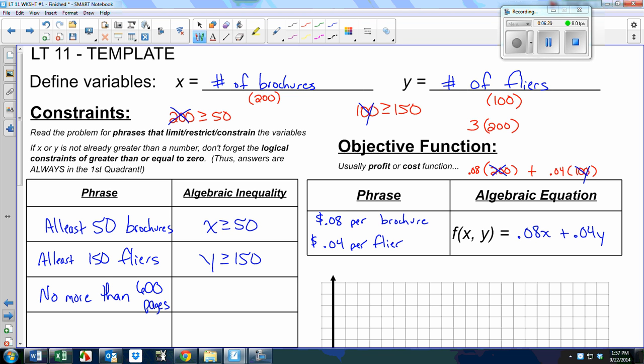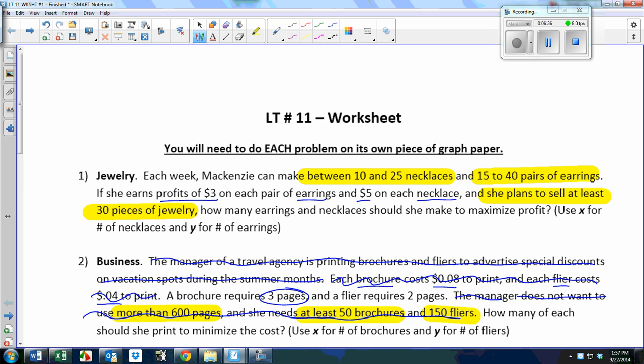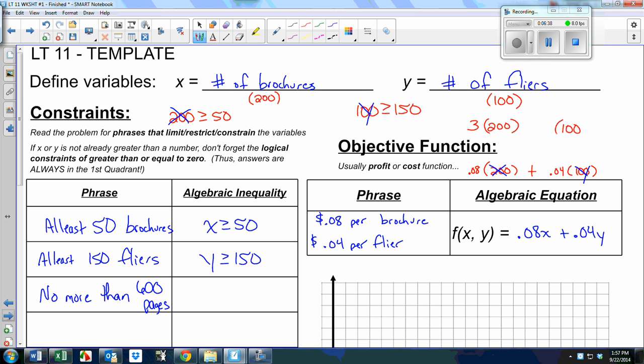But I'm also making flyers, right? 100 of them. And for every flyer I make, how many pages does it use? 2 pages. So the 100 flyers times 2. 3 times 200, 600 pages, and 2 times 100, 200, and I add them up, they have to be smaller than the 600 I've got available. If I add them up and see if they're smaller than 600, I'm going to say no, I don't have enough pages to do that.